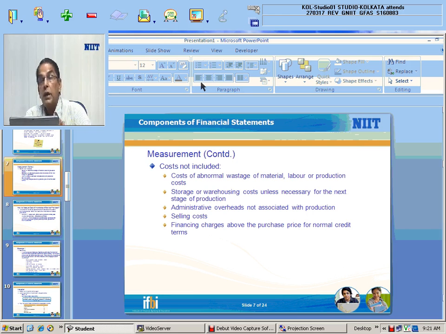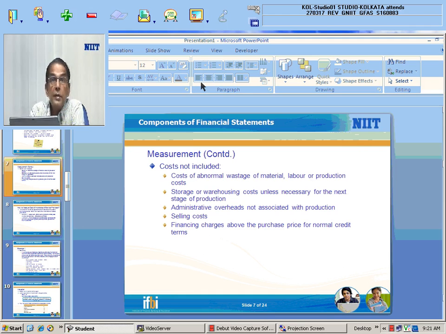Costs which are not included in determining the cost of the inventory are basically cost of abnormal wastage of material, if there is abnormal wastage of material or labor or production cost. Similarly, storage or warehousing cost unless necessary for the next stage of production. If the storage or warehousing cost is necessary for the next stage of production, it will be included, but if it is not necessary for going over to the next stage of production, then the storage or warehousing cost will not be included in the cost of inventory.